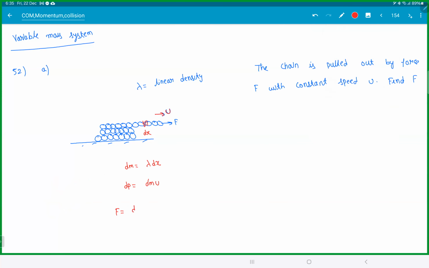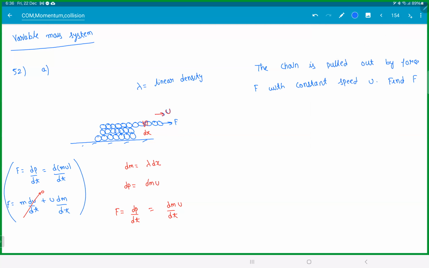So change in momentum will be dm into speed v. We know force is equal to rate of change of momentum. This is always valid. Mass is there, mass is not there. So this will be dm u by dt. You could have also said this way. F is dp by dt, which is d(mu) by dt, product rule. The force is actually m du by dt plus u dm by dt. So generally mass is constant, so that term becomes 0. So this term is 0. The second term is not.